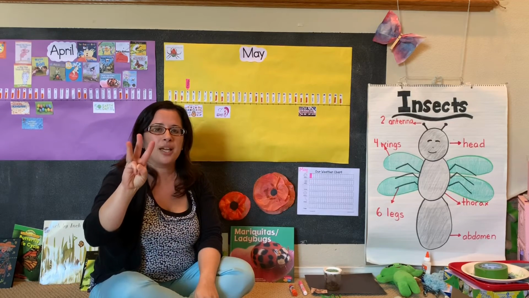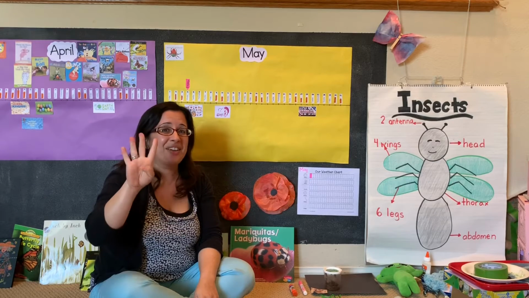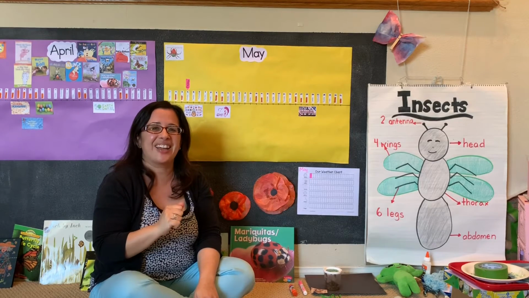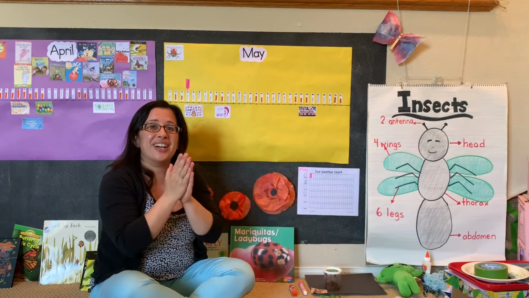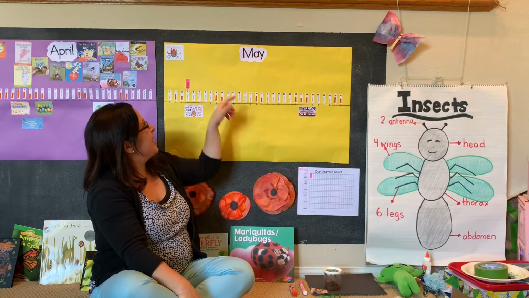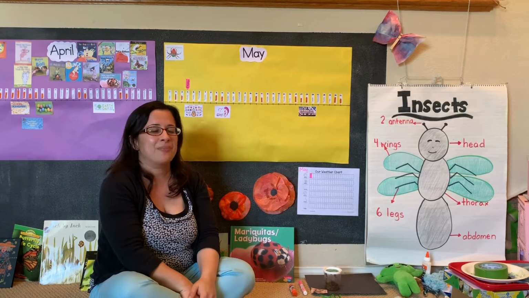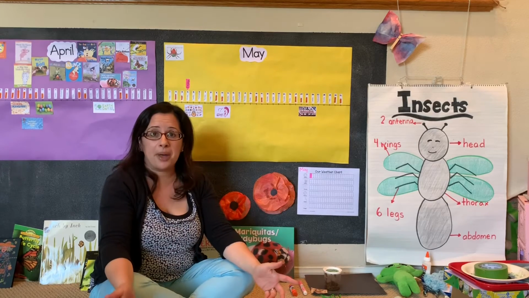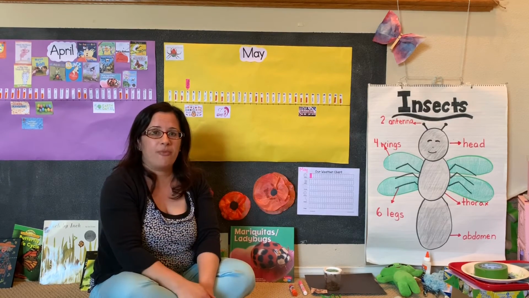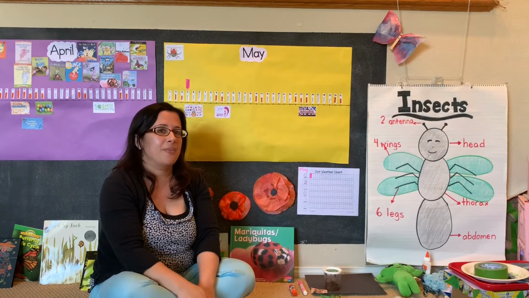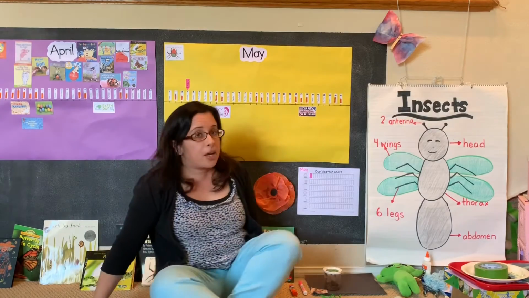So what number comes after 3? Did you say 4? Let's count and check. Ready? 1, 2, 3, 4. That's right. It is Monday, May 4th, 2020. And we are still talking about bugs here in Room 7. We're going to do one more week, this week of bugs, and then we'll move on to our next topic next week. So let's go ahead and sing our Bug Parts song.